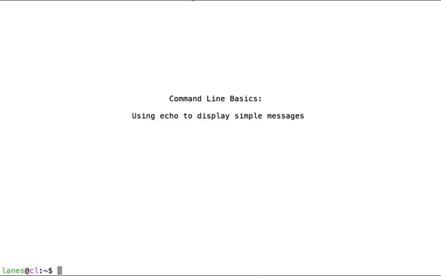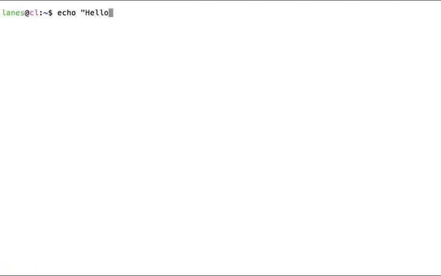Let's take a look at command line basics, using echo to print simple strings. Echo is typically used to display a single line of text. Here, the message was, "Hello world." Echo prints this message to standard output. Notice that the message was not printed until after the Enter key was pressed. While it may not always be necessary to enclose the message within quotation marks, doing so is good practice.